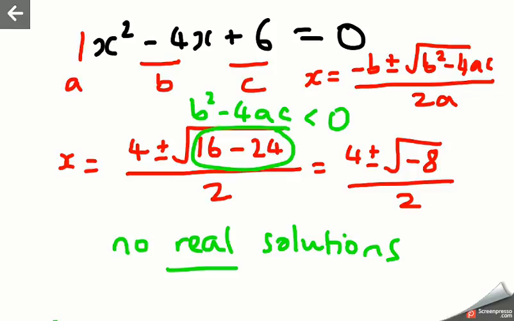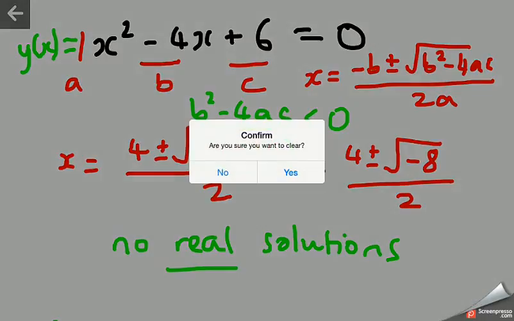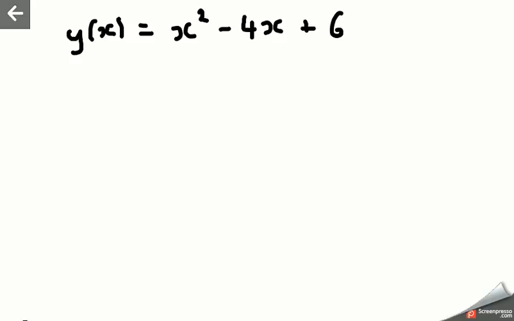No real solutions. Okay, remember what we said last time. We can think of this as a parabola: y of x equals x squared minus 4x plus 6. Let me write that again. y of x equals x squared minus 4x plus 6. Let's see what happens when we actually draw this thing. It's kind of hard to draw because it's in the ax squared plus bx plus c form. So let's go ahead and complete the square on this.